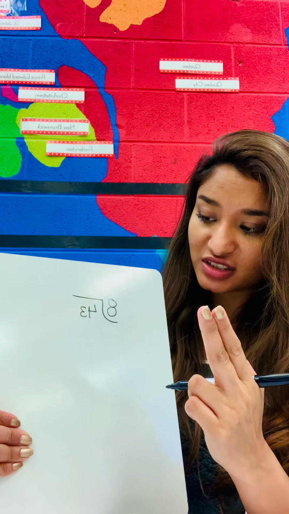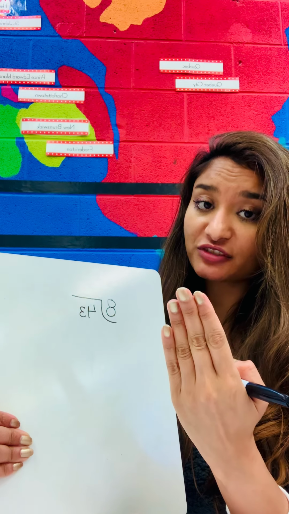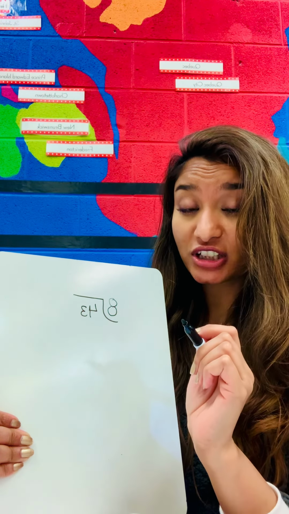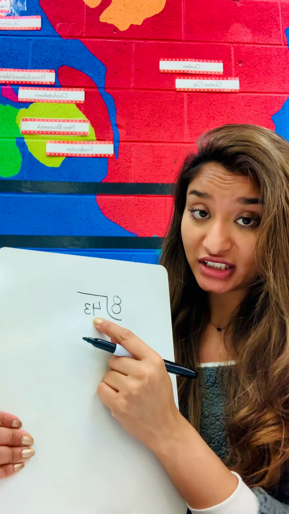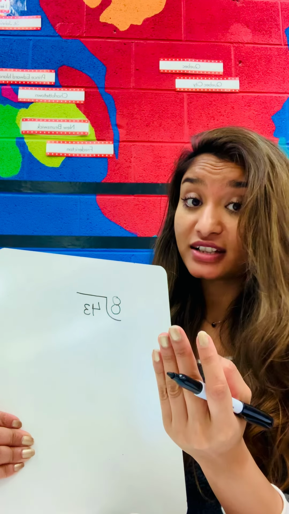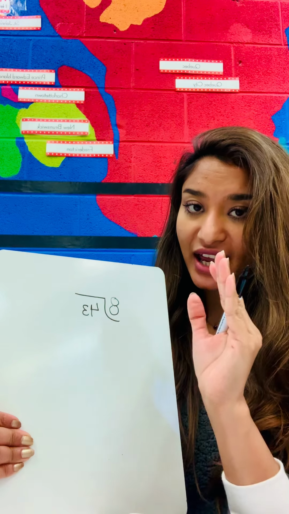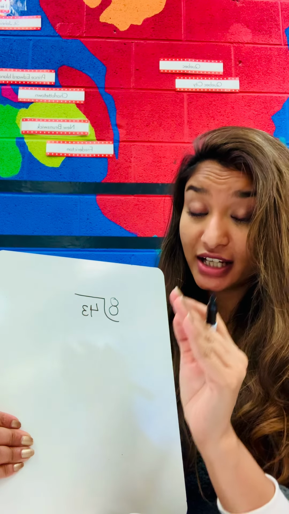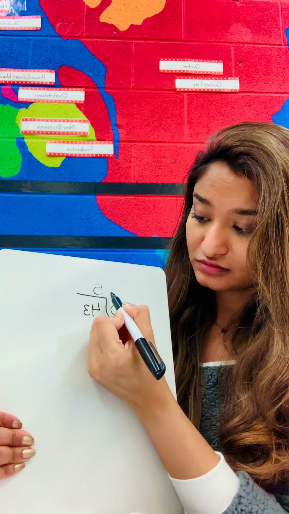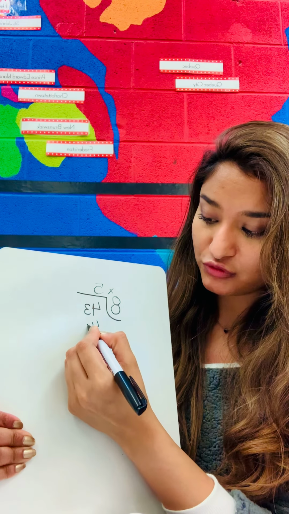8 times 2 gives me 16. 8 times 3 gives me 24. 8 times 4 gives me 32. And 8 times 5 gives me 40. 8 times 6 would give me 48. Do I need a 48? Do I need anything bigger than 43? The answer to both of these questions is no. I should stop at 8 times 5. 8 times 5 gives me 40.